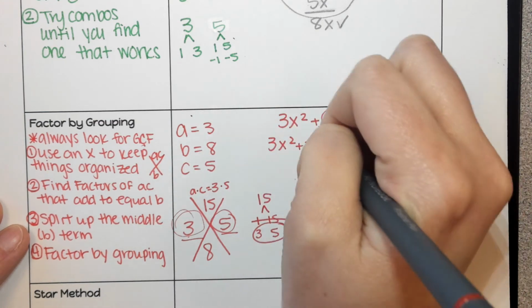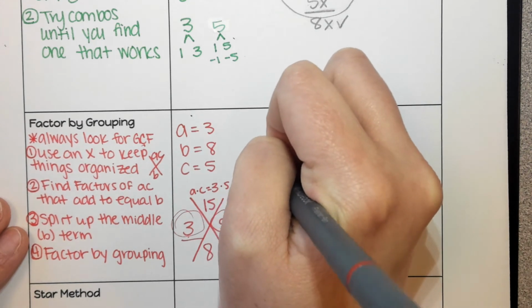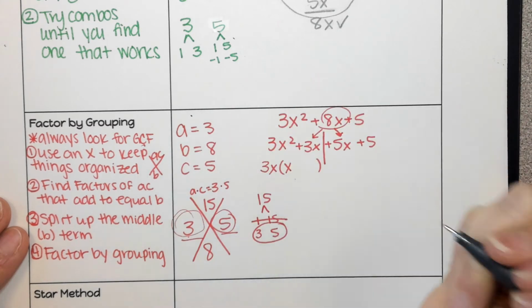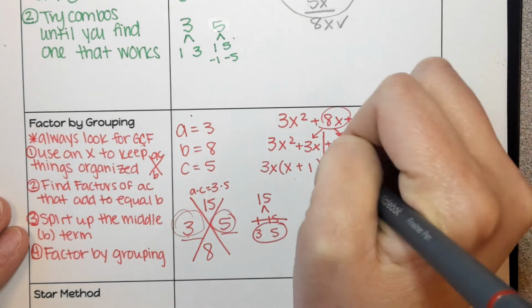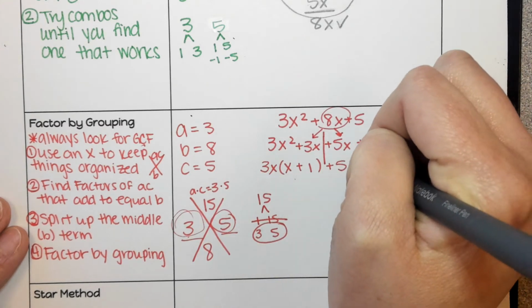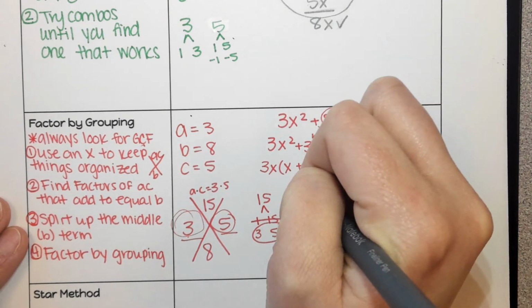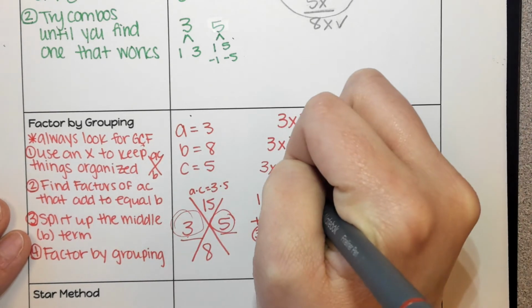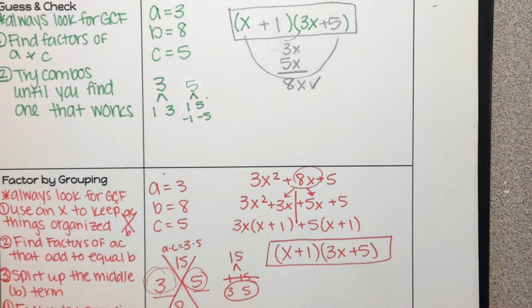To factor by grouping, I split it in half. I find the GCF of the first half, which is 3x. So 3x squared, take out the 3x, we're left with x. 3x divided by 3x is 1. On the other side, I pull out the GCF, which is 5. 5x divided by 5 is 1x. 5 divided by 5 is 1. Now, my greatest common factor is x plus 1, and my leftovers are 3x plus 5. That's what goes in that second set of parentheses. And again, you see we got the exact same thing as we did before.